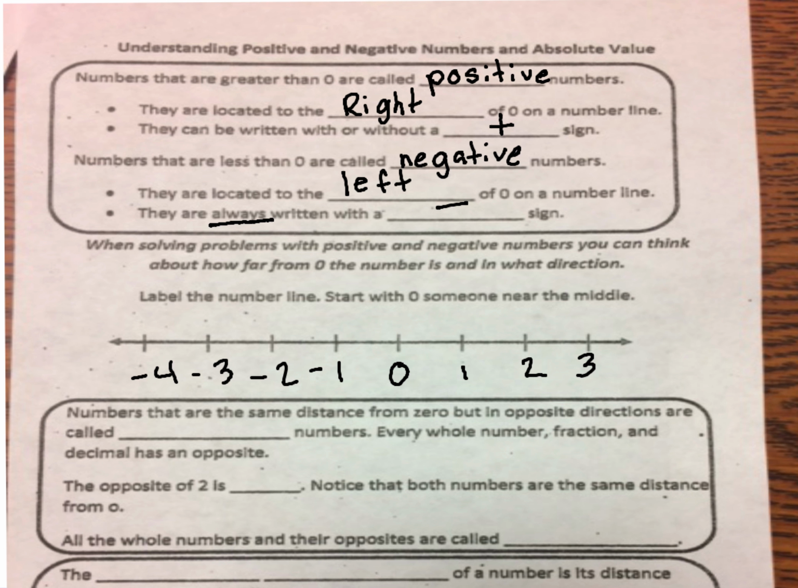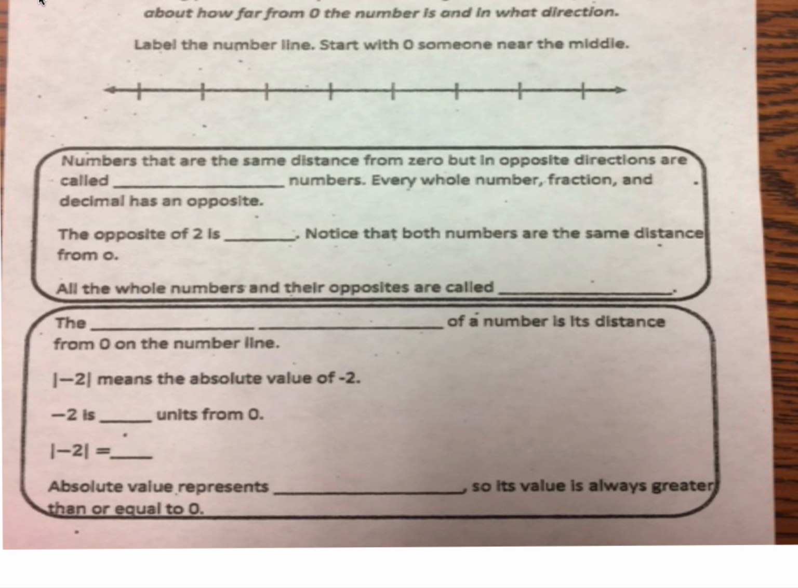Okay, all right, so to finish off with these notes, this is a part where we're talking about absolute value and opposite numbers. So numbers that are the same distance from 0 but in opposite directions are called opposite numbers. Okay, every whole number, fraction, and decimal has an opposite. So the opposite of 2 would be negative 2.